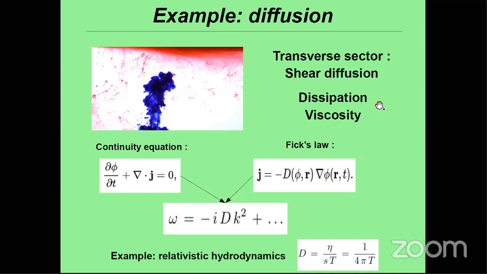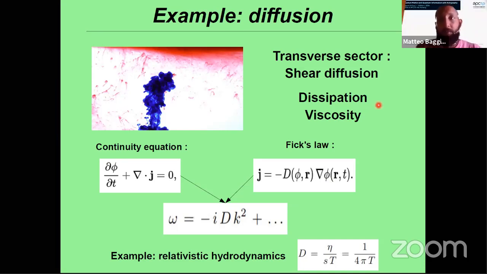Yeah. Now, the typical example, let's spend maybe some more words for those of you who are not very familiar, is diffusion. So diffusion appears in fluids in the transverse sector, instead of the propagating phonons that we were discussing yesterday, and is intimately linked to dissipation and to viscosity. How diffusion is extracted in hydrodynamics is very simple. Hydrodynamics is also the theory of conserved quantities, and so we usually start from a conservation equation, which is basically this continuity equation.